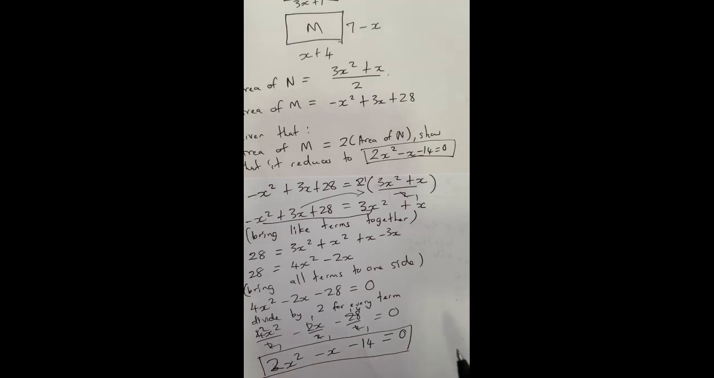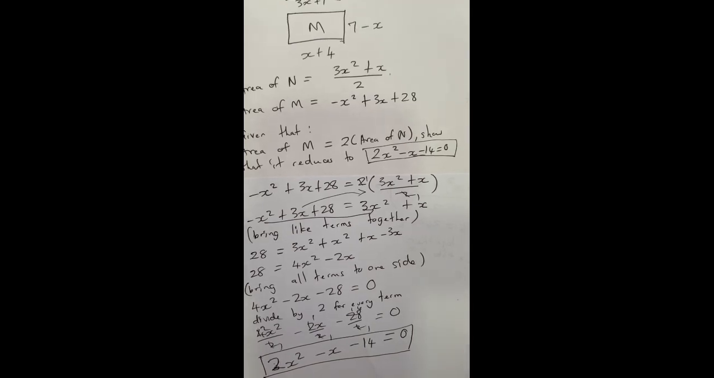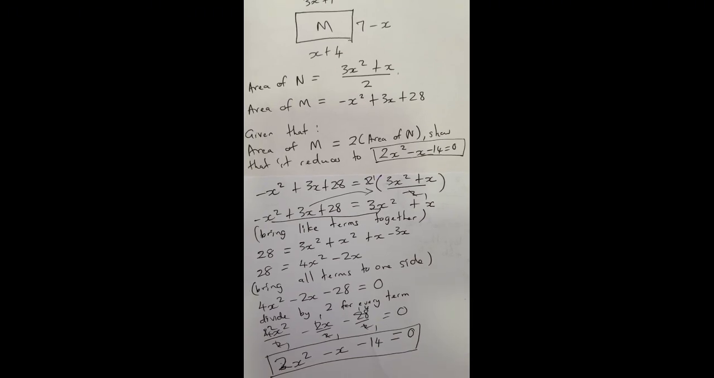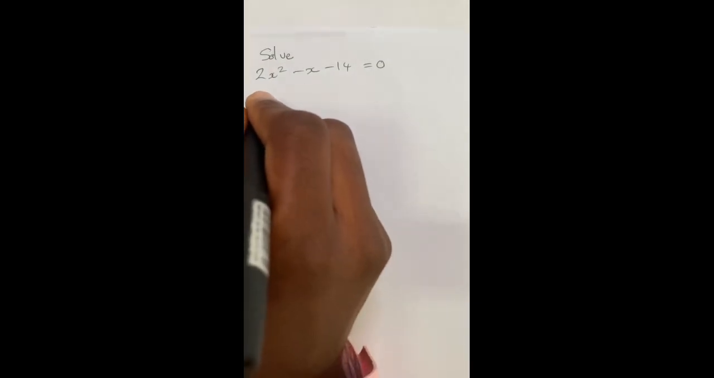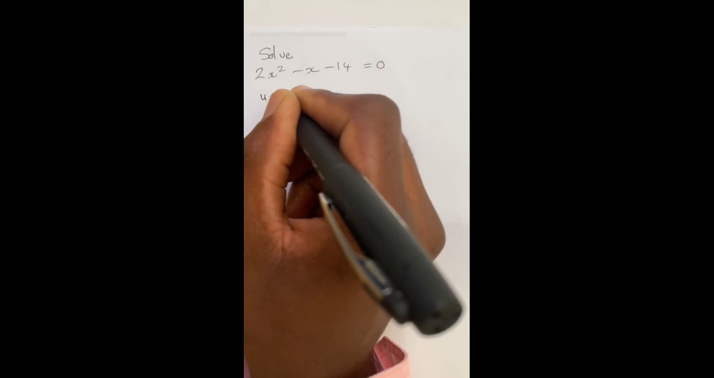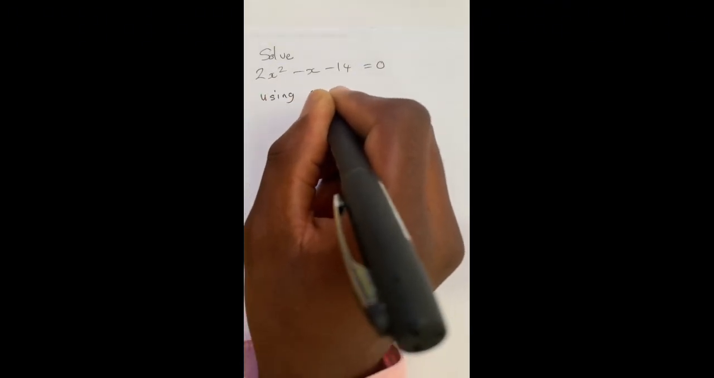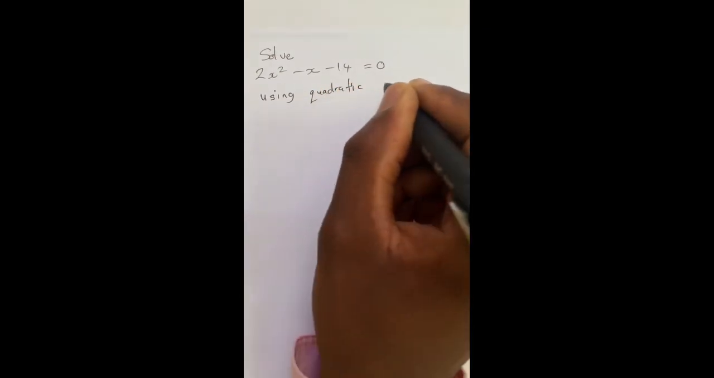Now we're going to move on to the next part of the question, which requires us to solve for the value of x. Since we've already found a quadratic equation which links both the areas, we're going to have to try to solve it and find the value of x. In this case, it will be difficult to use other methods like completing the square and regrouping, and the graphing method is still okay, but the best method to use in this case would be the quadratic formula.